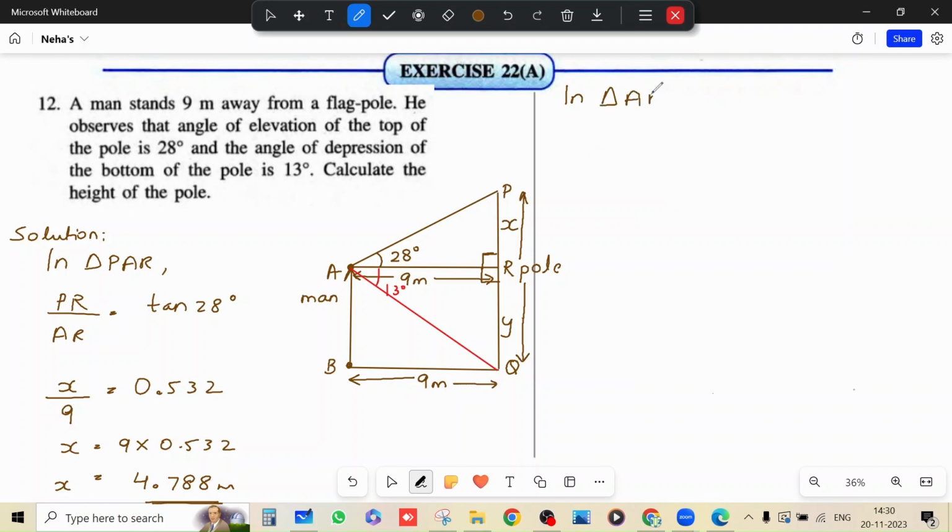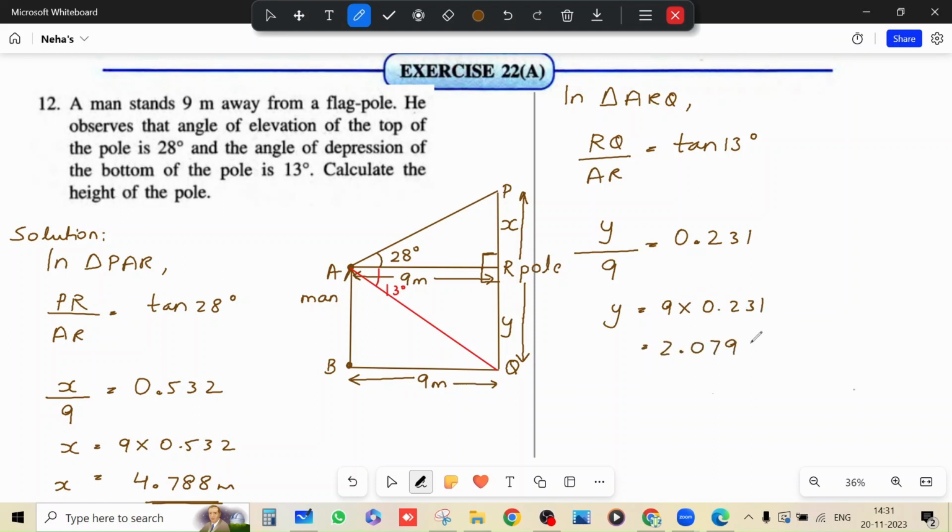Now we will consider the triangle ARQ. So in triangle ARQ, RQ upon AR is equal to tan 13 degrees. RQ, we have already assumed it to be y. AR value is equal to 9 and tan 13 degrees from the trigonometric table of tangent is equal to 0.231. The value of y is equal to 9 into 0.231, which is equal to 2.079 meters.